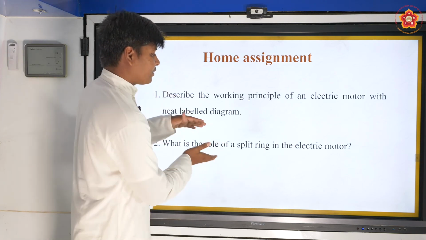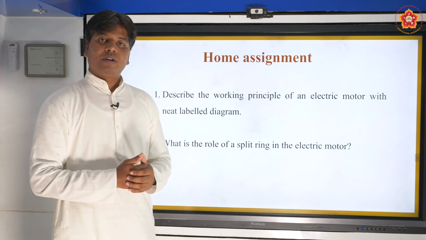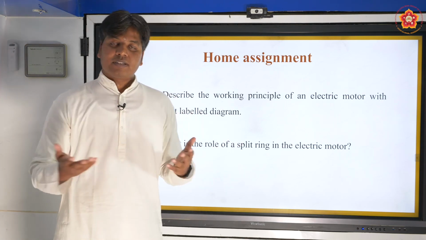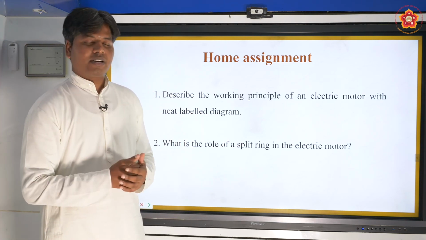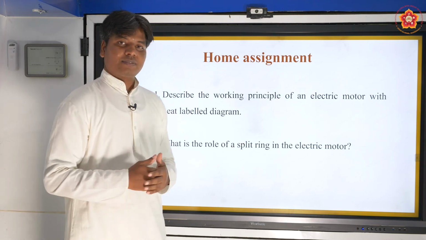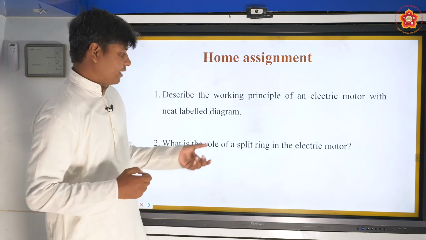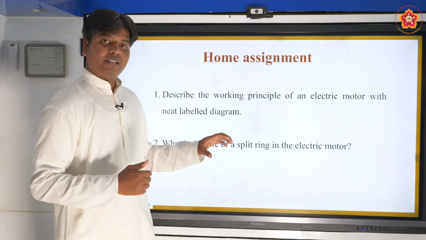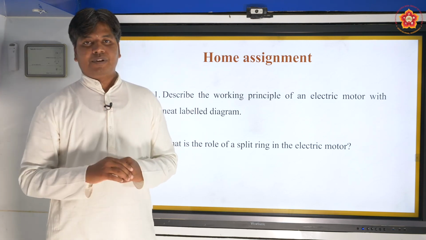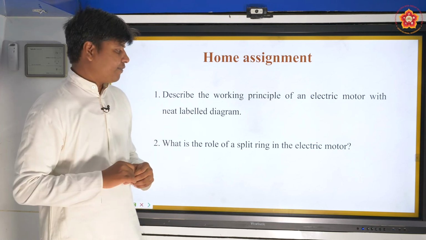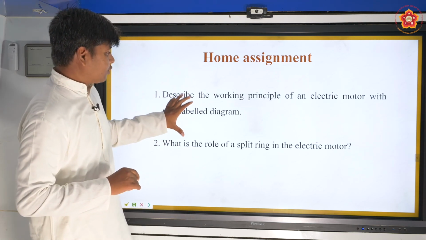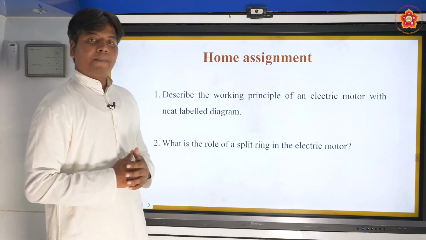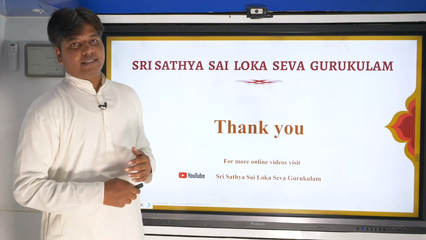This is what we emphasized most in this session. So how does this split ring help the electric motor in changing the direction of current? So many things it does. So one important thing, what it does in the motor, please emphasize on that. Write briefly, so that these two questions will summarize this session, and I hope you enjoyed this session. Thank you.